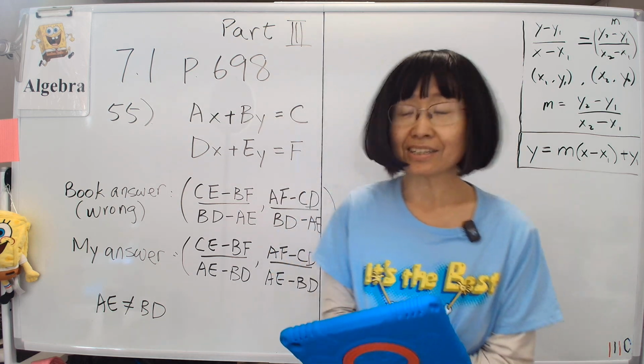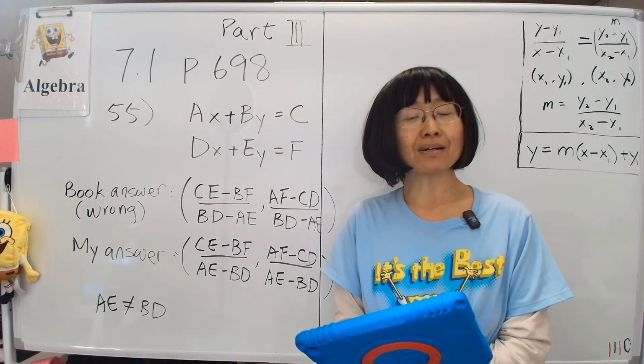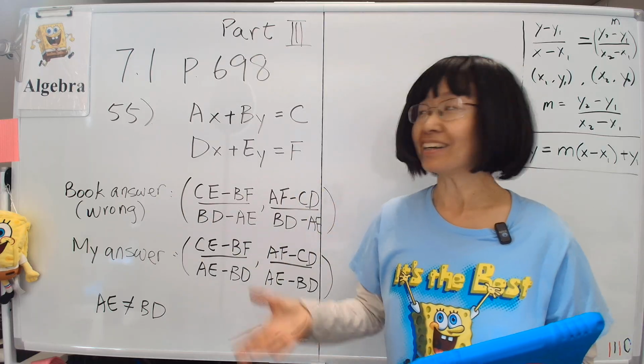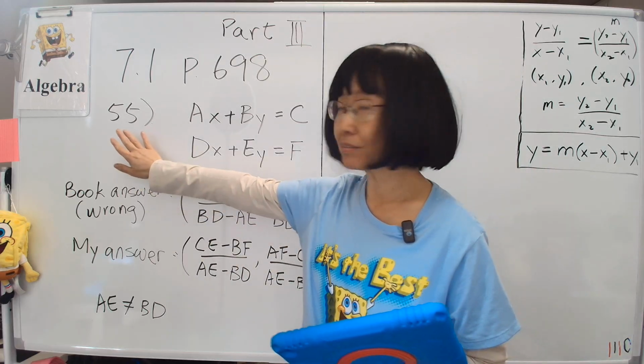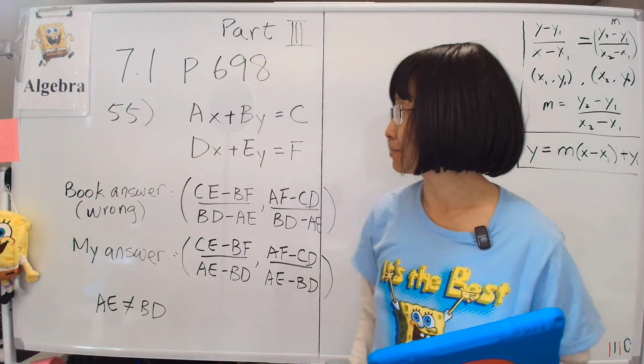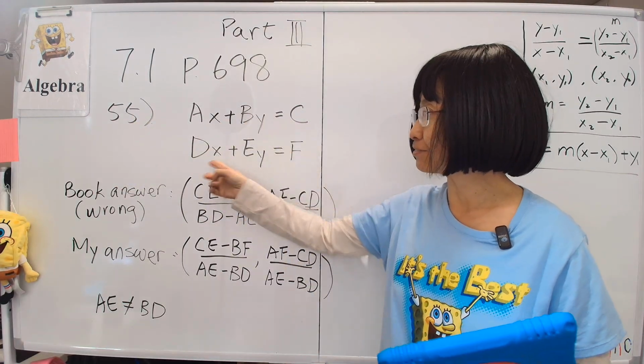Today we're going to continue 7.1. We're in part 3 of this section. Well, it's taking me a lot longer than I thought, but I wanted to make it even longer. I wanted to talk about problem 55 again. That's the problem with a ton of variables, right?